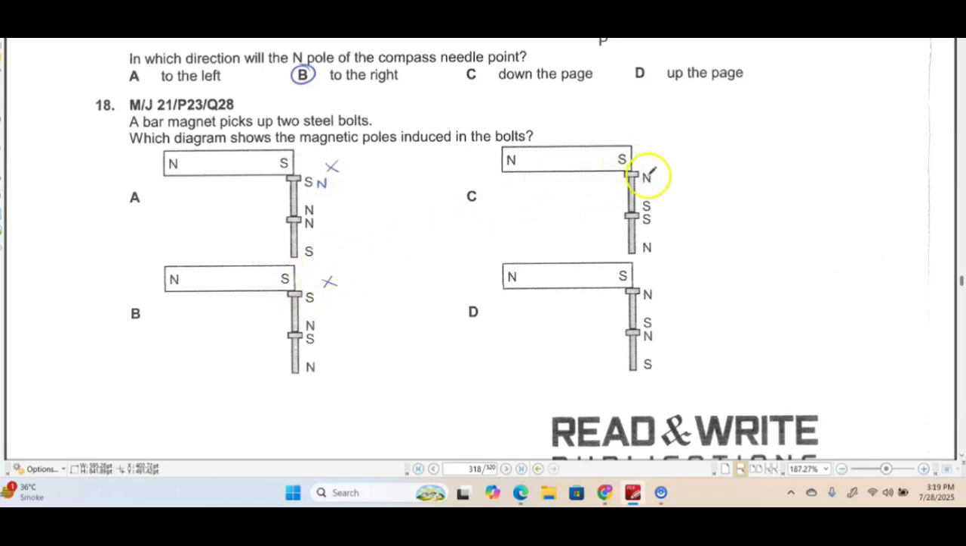Over here, it's south and it's north, and the other point is south, but these are again two like poles and they will repel each other. So this is not the correct option. This is north, south, south, north, and south. Yes, D is the correct option. Always remember the fact that unlike poles attract each other and like poles repel each other.